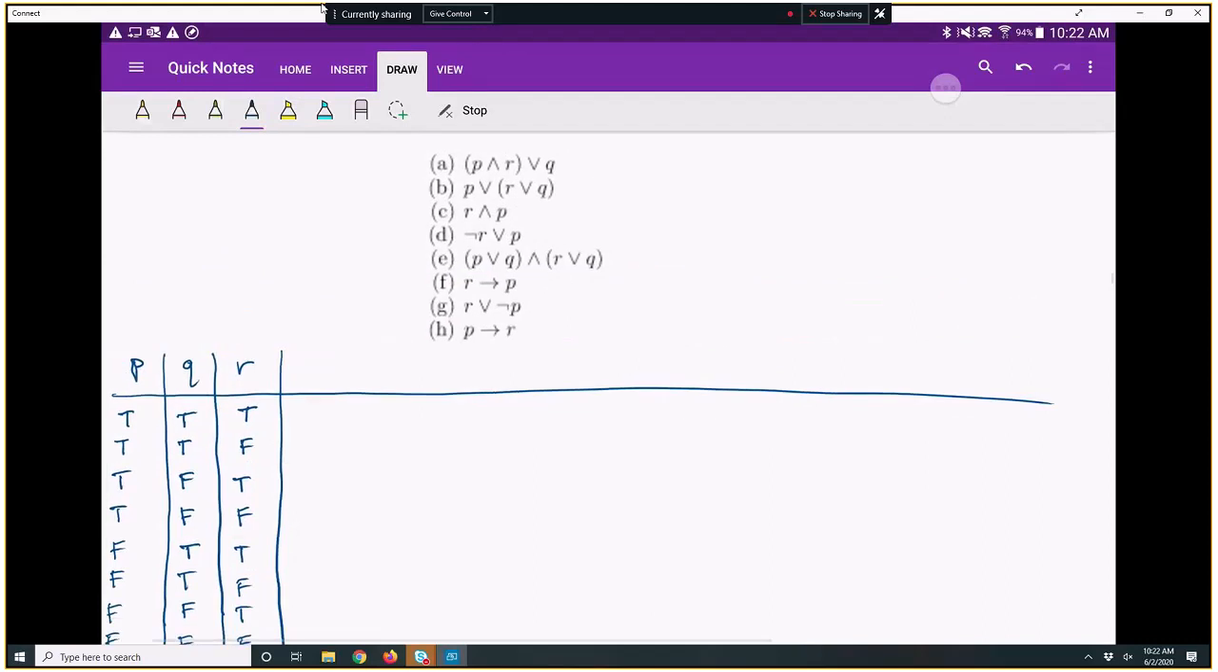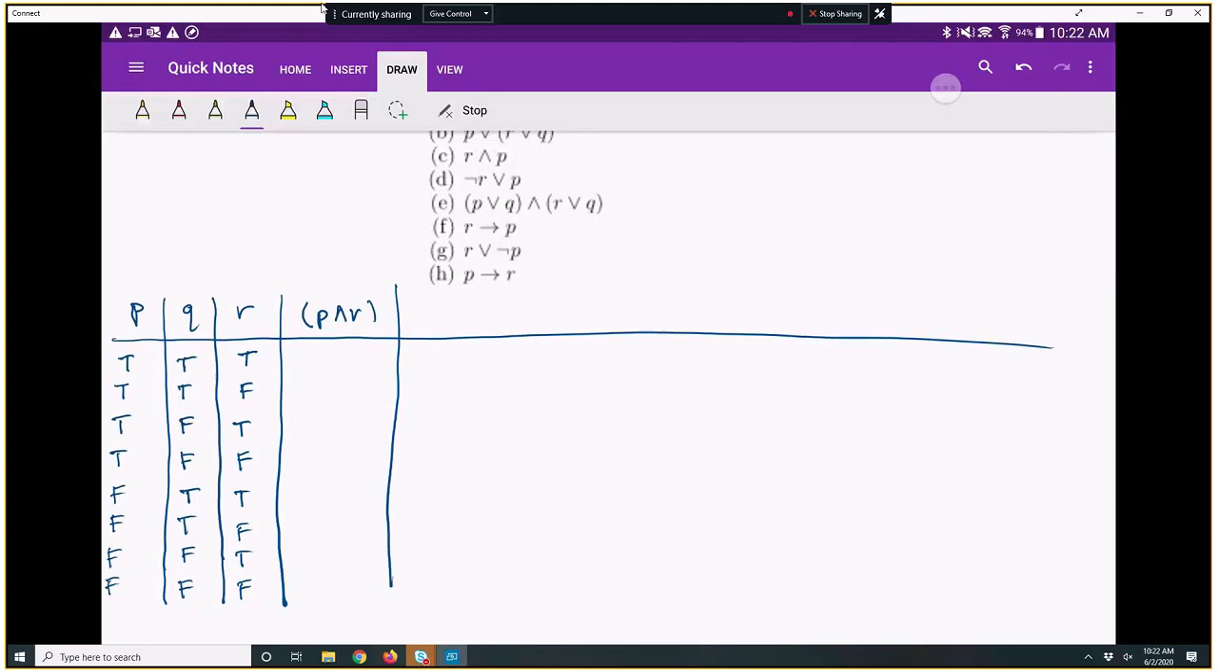And then I'm going to start collecting the pieces that I need. So for the first one, A, I have P and R, or Q. So I'm going to make a column for P and R. And then I'm going to use the columns for P and R and find these truth values. So I need both of them to be true in order to say that it's true. So I have true, false, true, false, false, false, false, and false.